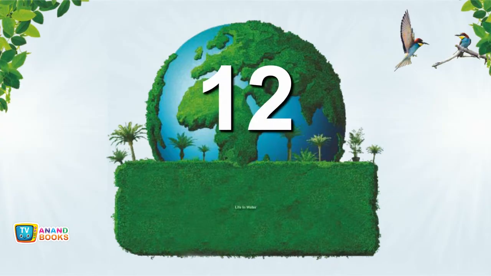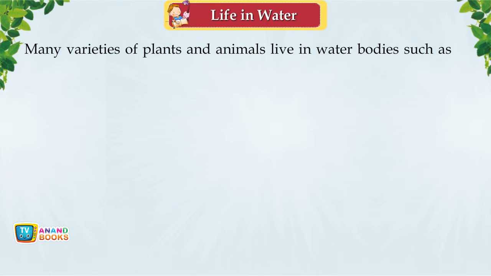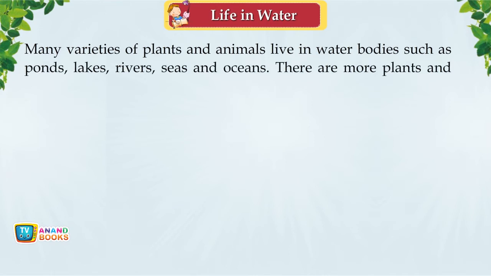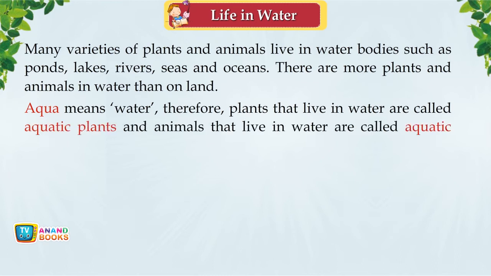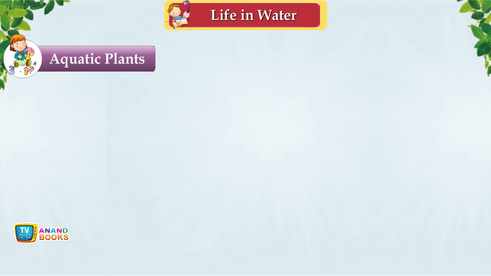Chapter 12. Life in Water. Many varieties of plants and animals live in water bodies such as ponds, lakes, rivers, seas, and oceans. There are more plants and animals in water than on land. Aqua means water. Therefore, plants that live in water are called aquatic plants, and animals that live in water are called aquatic animals. Aquatic plants.